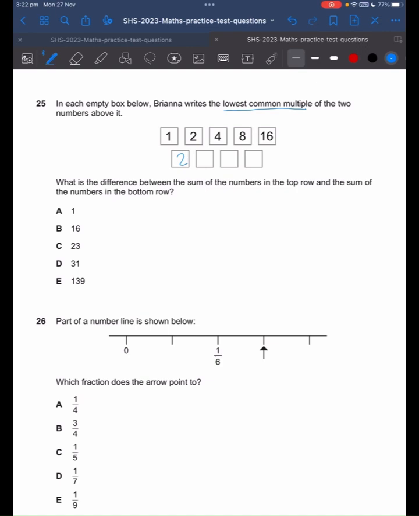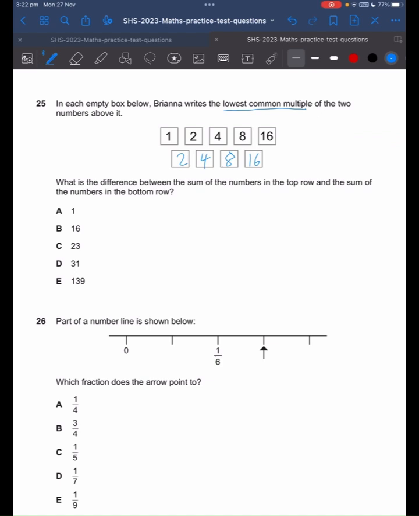What about 2 and 4? The answer is 4, because 4 times 1 gives us 4, 2 times 2 gives us 4. Now, what about 4 and 8? The answer is 8, because 4 times 2 and 8 times 1 equals 8. Now from here you can sort of see a pattern emerging. So what should this be? It should be 16, because 8 times 2 is 16, and 16 times 1 is 16.